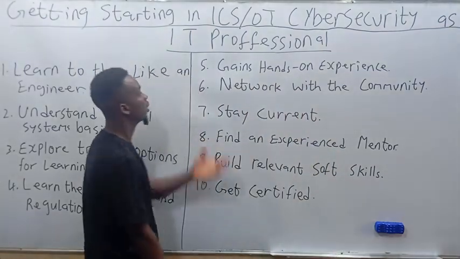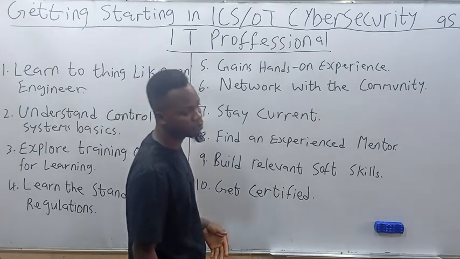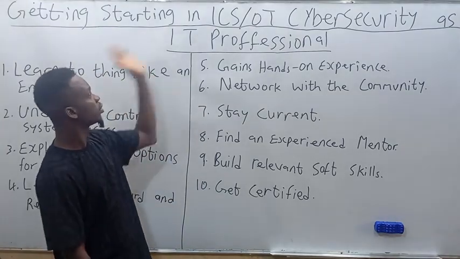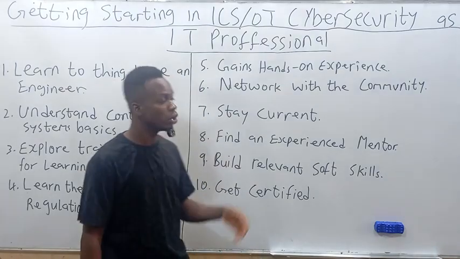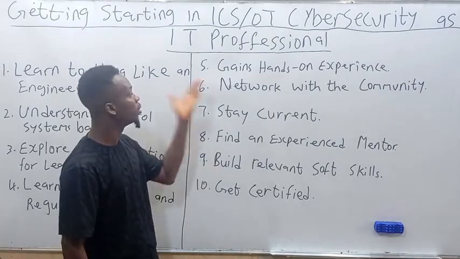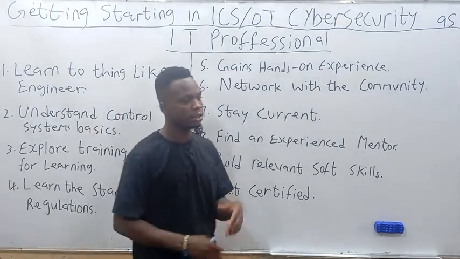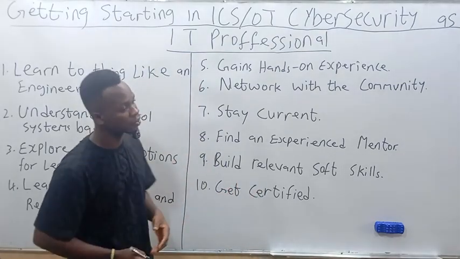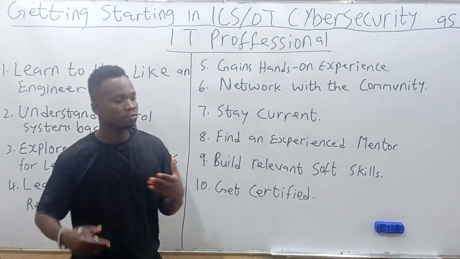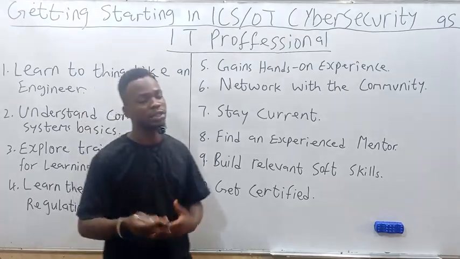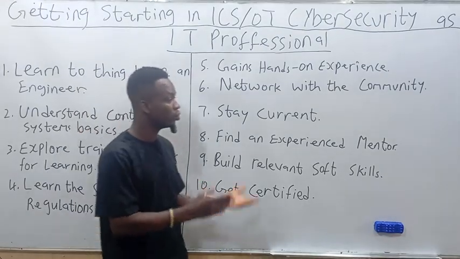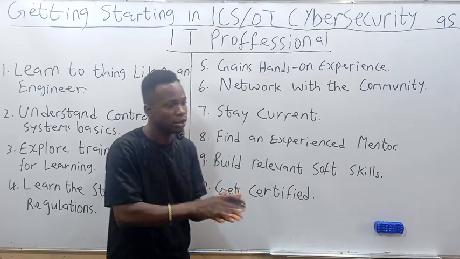Now let's look at number 5, which is gain hands-on experience. Gain what? Hands-on experience for you to transition into OT cybersecurity or industrial control security. So this is not negotiable. You need to get hands-on experience. Seeing a PLC online, or watching alarms being triggered, or understanding how changes affect operations, even small exposures matter. So you need to lay your hands on things.